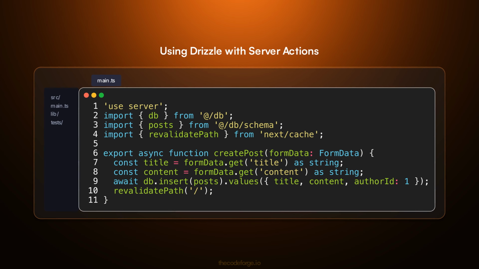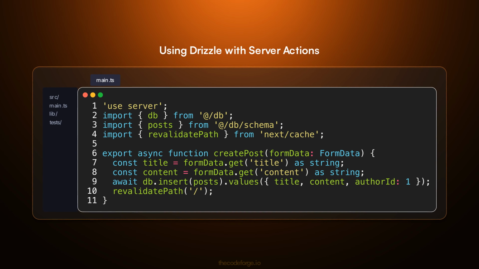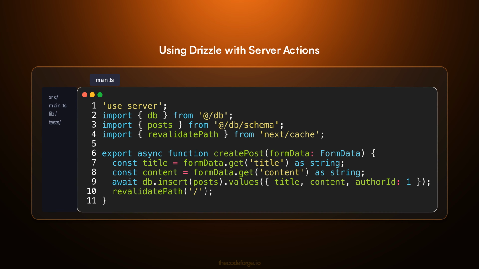The article covers API routes for mutations, but Next.js server actions are a modern alternative. Here's how to use Drizzle directly in a server action for inserting a post with revalidation.